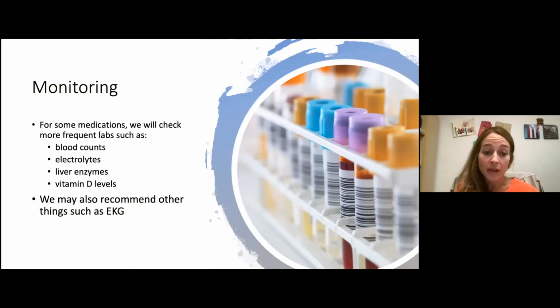We may also recommend things like an EKG when we do monitoring. Some of our medications can change the rhythm of the heart. And so we may check an EKG, like I said before, at baseline, and then a month or two after it's been started to make sure that the heart has not been affected in any way. But equally, there may be a patient that has an arrhythmia at baseline. And so medications that could potentially cause an abnormal rhythm would never be started in someone that already has an arrhythmia, if it's contraindicated, of course.